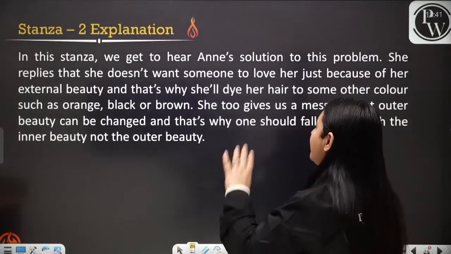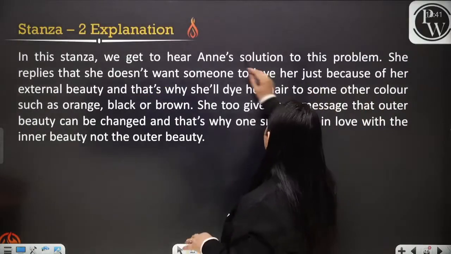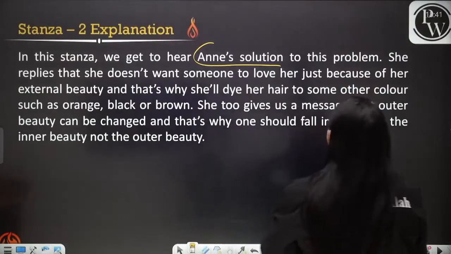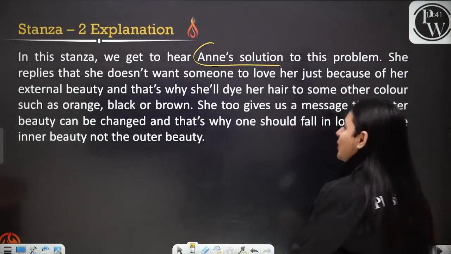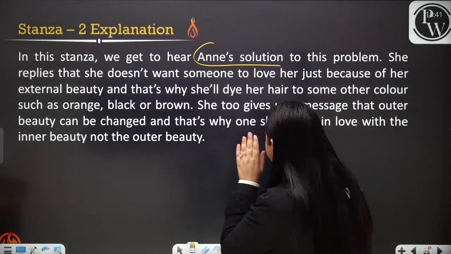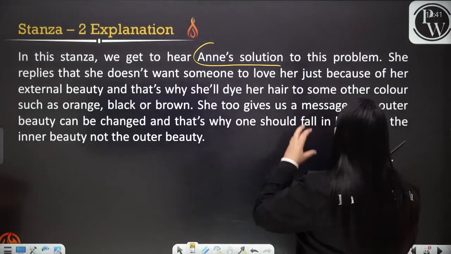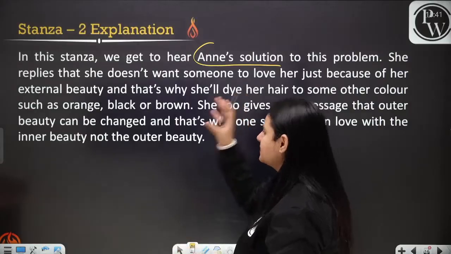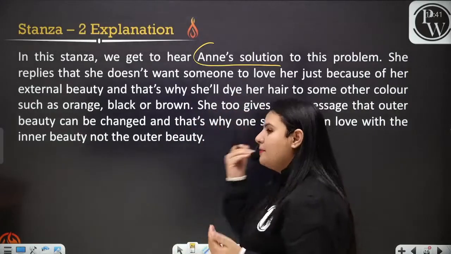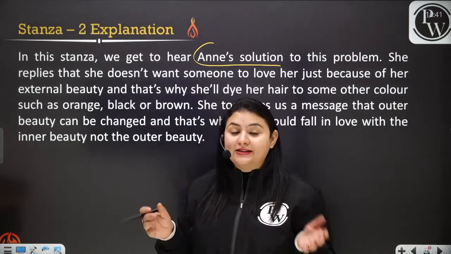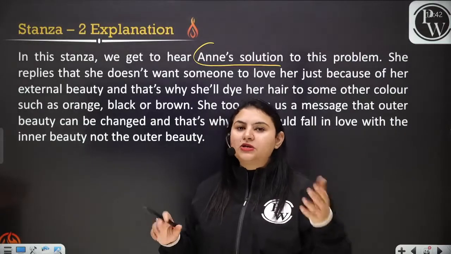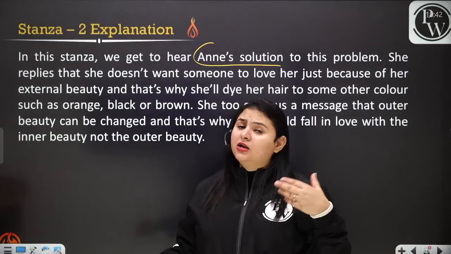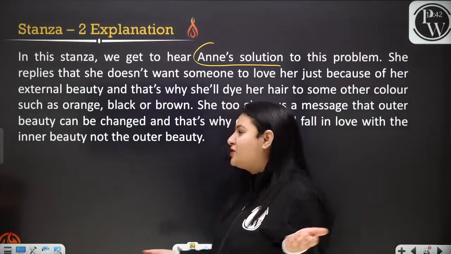In this stanza, we get to hear Anne's solution. Okay, it is about Anne's solution to this problem. She replies that she doesn't want someone to love her just because of her external beauty, and that's why she'll dye her hair to some other color, such as orange, black or brown. So she wants to say that I don't want the person who is loving me for my outer beauty. That is why I'm going to change my outer beauty. If he's loving me for my yellow hair, I'm going to change my yellow hair.